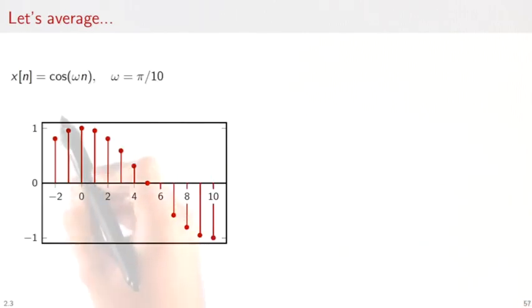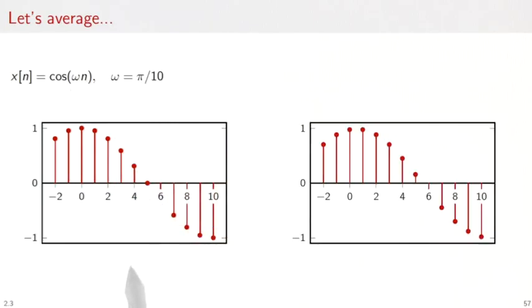If we take a more complex signal, like a cosine function, cosine omega n, where omega is picked here as pi over 10, then you can see the signal on the left and its average on the right. It doesn't seem to have changed very much. If you look carefully, you will see that the zero crossing at n equal to 5 has disappeared because of the moving average, but the basic frequency, as we shall discover, is actually still present. It is pi over 10.